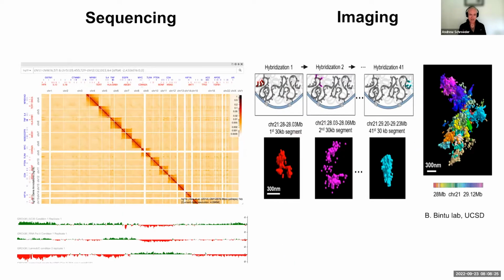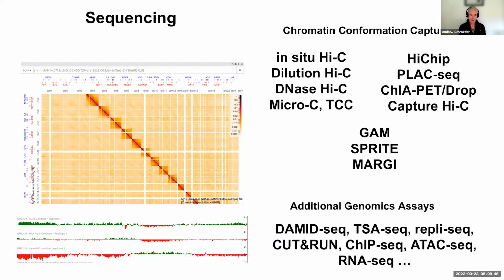To do this, we have a lot of data in our portal from two broad modalities: sequencing-based assays and imaging assays. The bulk of the data currently in the portal is sequencing, and it was generated during phase one, although we do have some imaging data, as you'll see.